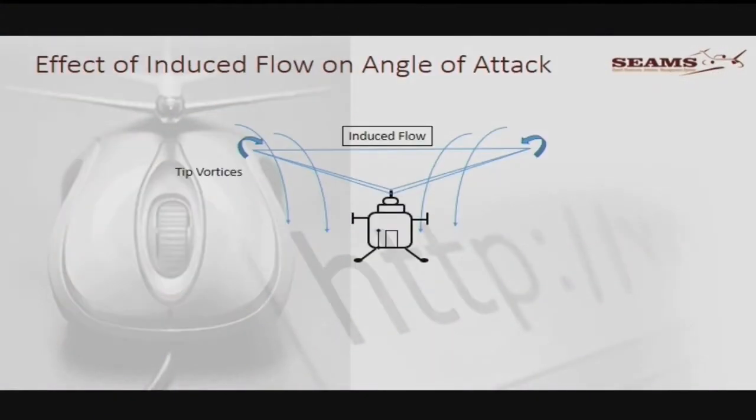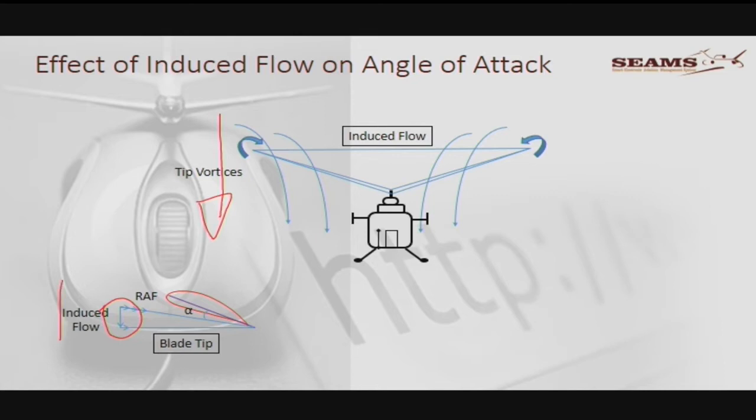Just brought a little picture along, the effect of induced flow and angle of attack. There's the normal story. We've got the induced flow, the tip vortices, and they are flying around it. Okay, you can see because of the induced flow, now remember that is the flow that's going down. Because of that, the blade angle is that whole angle, but the angle of attack is reduced.